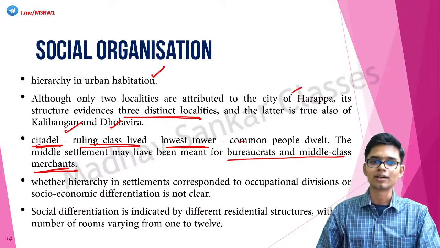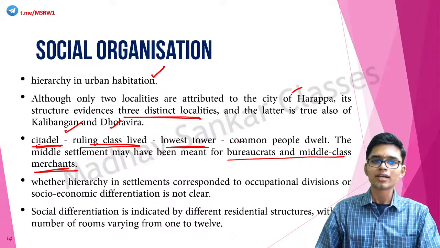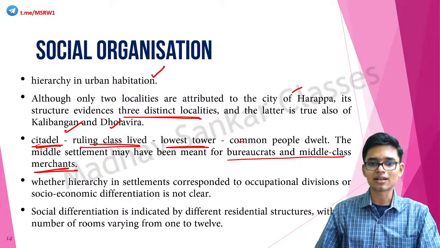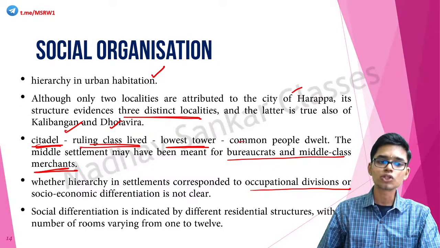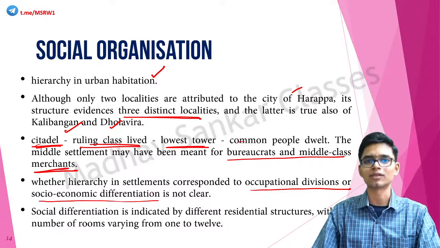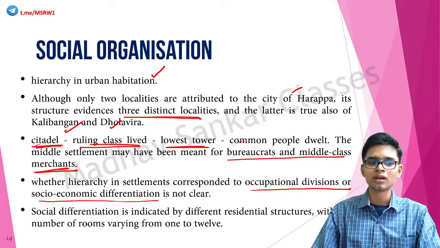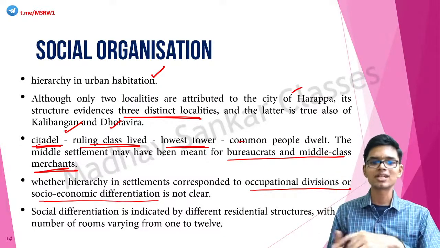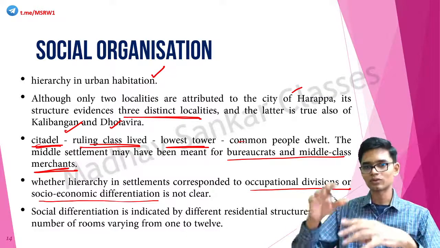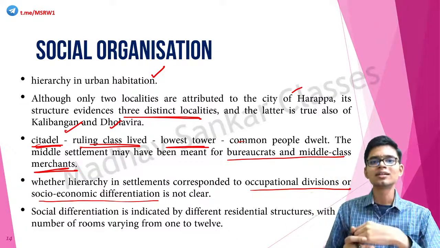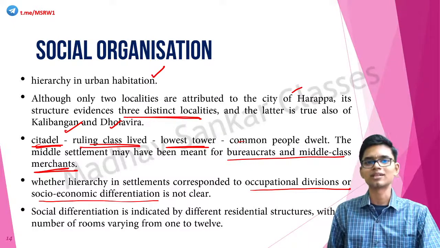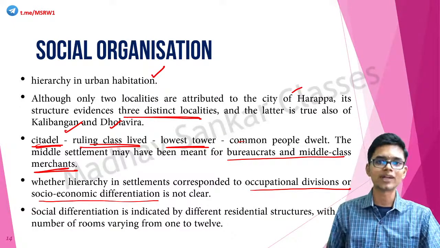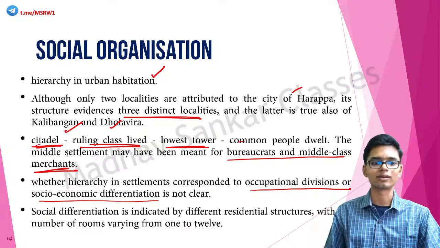Whether this hierarchy in settlements corresponded to occupational divisions or socio-economic divisions is not so clear for us. What is the basis of this division? Is it simply based on occupation, or on socio-economic differentiation? Was there some kind of social discrimination or differentiation at that time? Is that the reason for this three-tiered structure of the city? This is not clear for us. At least we do not have any concrete evidence to align with any of these arguments.